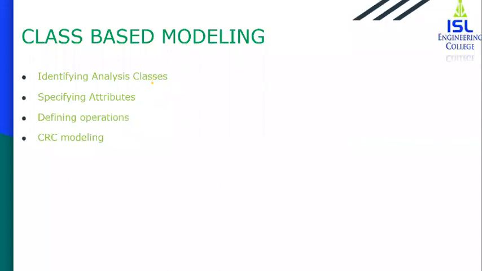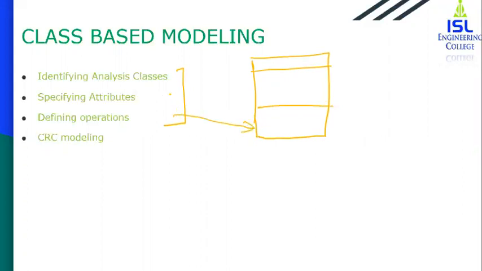Within class-based modeling, there are four criteria that we are going to study: identifying the analysis classes, specifying attributes, and operations. These three things are what make your class. Within the class, the first compartment is the class name, the second is attributes, and the third is operations. So this is what a class is made up of. Then the next thing you're going to study is CRC modeling.